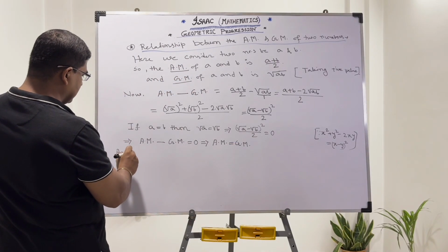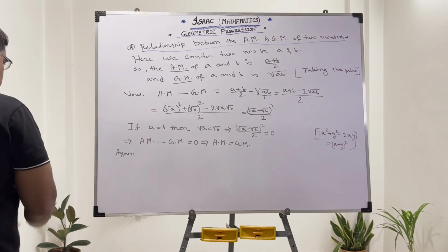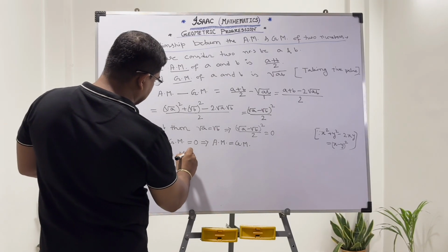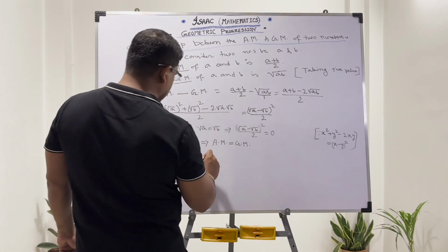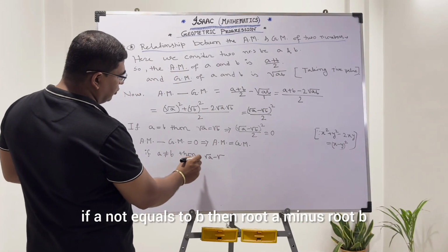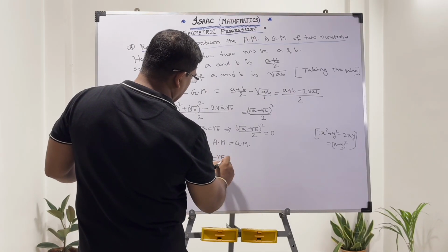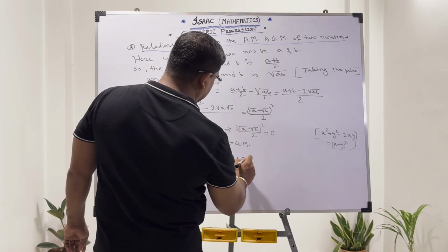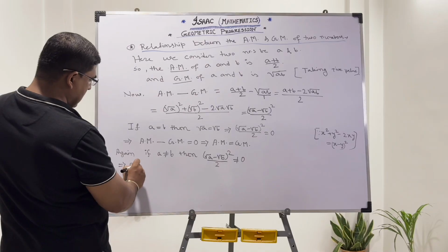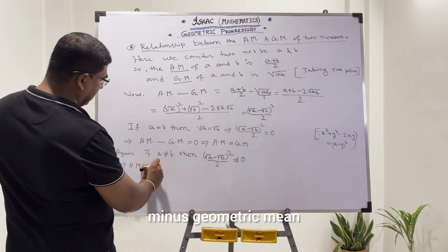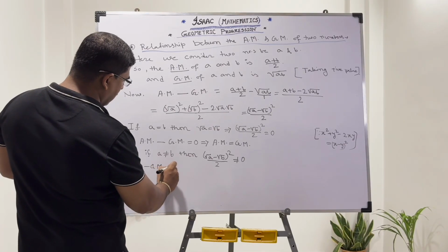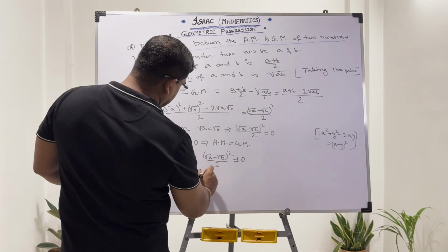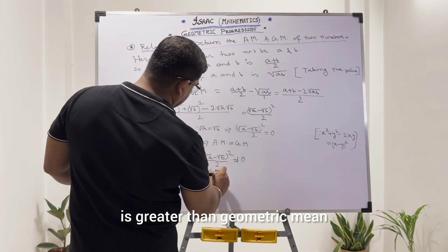Again, if A not equals B, then root A minus root B whole square by 2 not equals 0, which implies arithmetic mean minus geometric mean not equals 0, which implies arithmetic mean is greater than geometric mean.